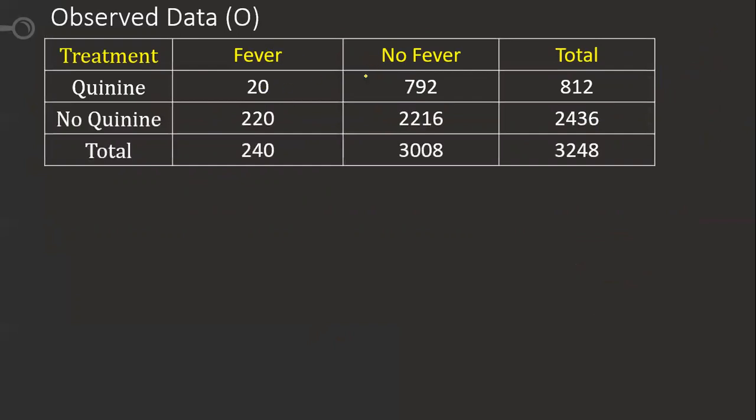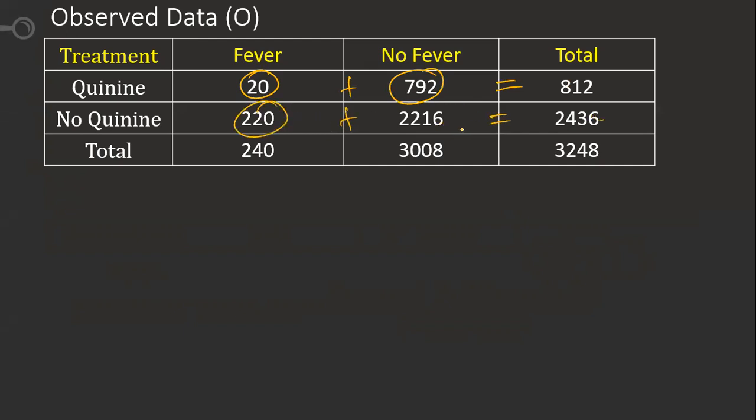Now how to calculate? I'm going to see the observed data, which is the data given: 20, 792, 2216, 220. Then I'm adding the total row as well as the total column here. Then I'm going to total it. Add these two and write here. Add this plus this, which gives you this. Now 220 plus this, which gives you this.